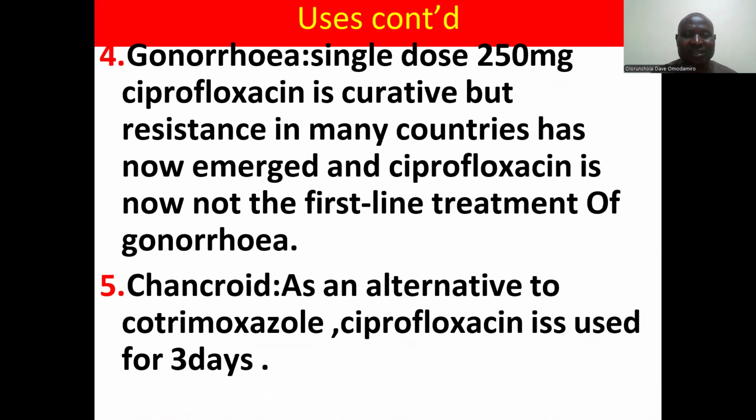The fourth use is in gonorrhea. Just a single dose of 500 milligrams of ciprofloxacin is highly curative, but resistance is common in many countries. As of now, it's no longer the first line of treatment for gonorrhea because the Diplococcus have developed a lot of resistance. You can use any of those four ways by which a drug develops resistance.